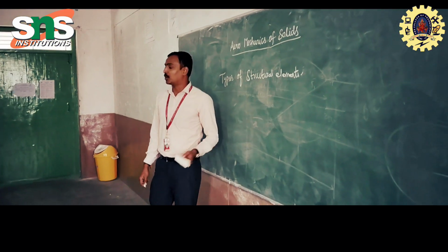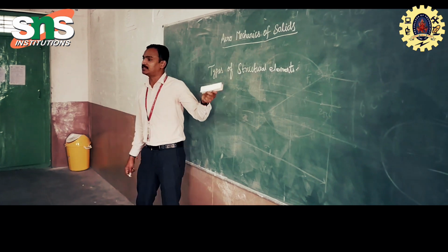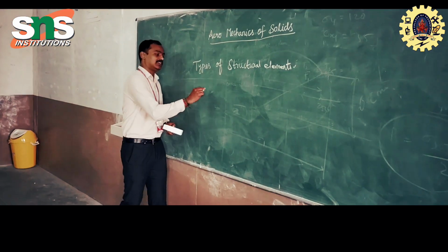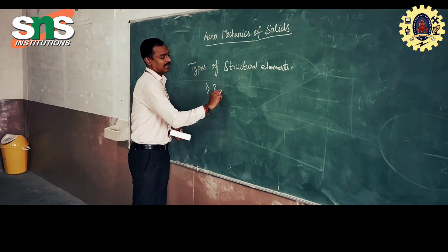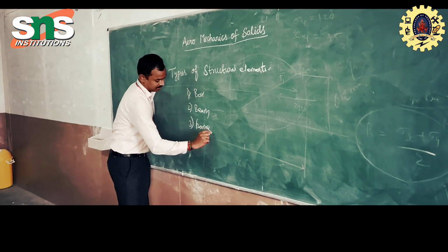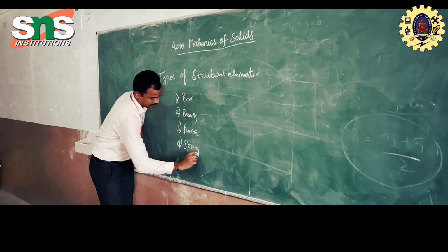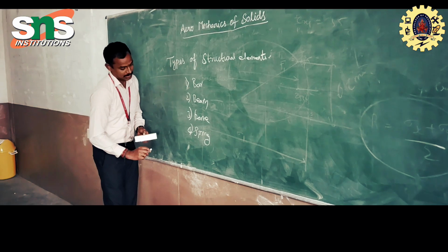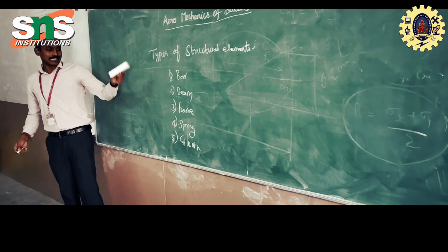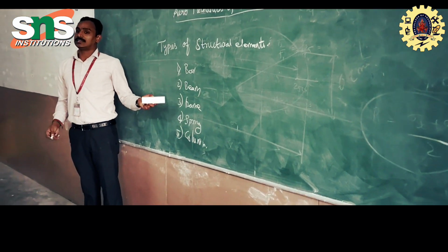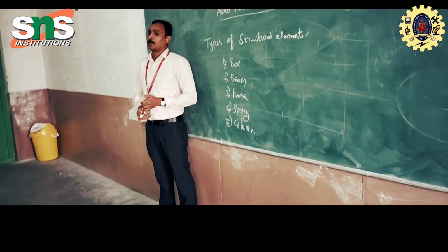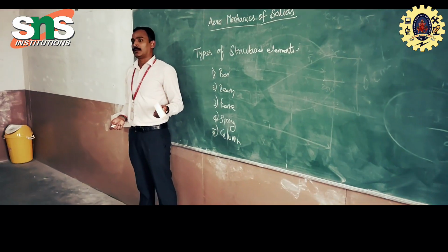Hi, good morning. Today in aerodynamics of solids, we are going to see the types of structural elements which we see in our day-to-day life. So we have the general types of structural elements: bar element, beam element, frame element, spring element, and column element. These are the general structural elements that exist around us, in buildings, aircraft wings, and in automobile sectors like car and bike, right?